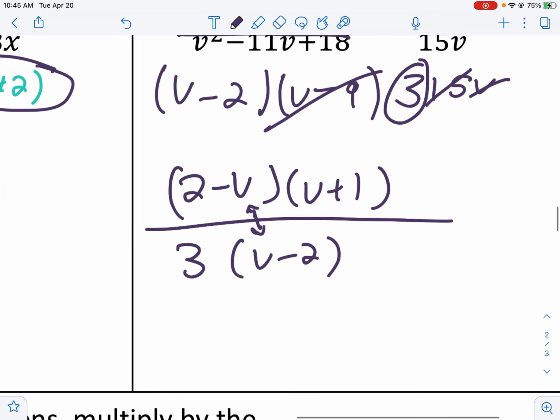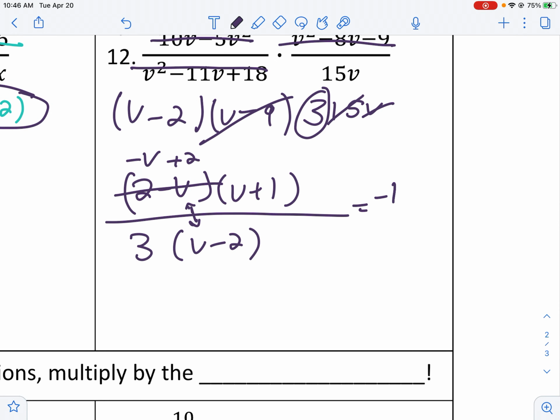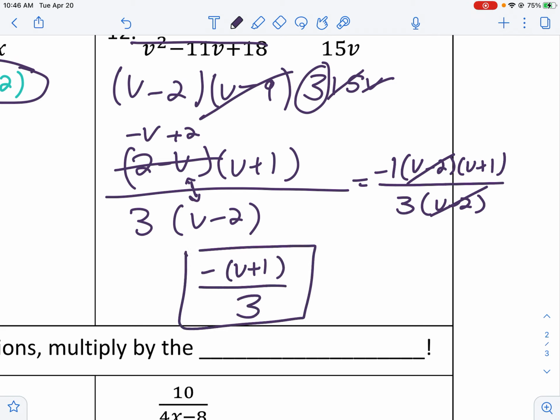These two things can cancel, but we need to make some switches here. So this is technically negative v plus 2, and then we pull out the negative, right? So we pull out the negative 1. That's negative 1 times v minus 2, v plus 1 over 3 v minus 2. Cancel, cancel. So then we're left with negative v plus 1 over 3 as our final answer.